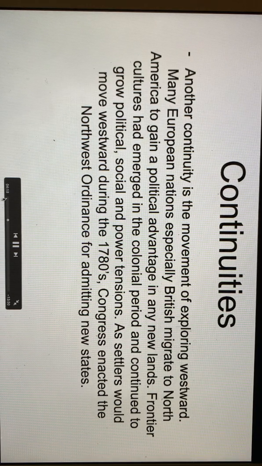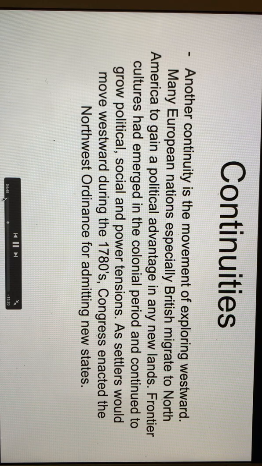Another continuity is the movement of exploring westward. Many European nations, especially British, migrate to North America to gain the political advantage in any new lands. Frontier cultures had emerged in the colonial period and continued to grow political, social, and power tensions. As settlers would move westward during the 1780s, Congress enacted the Northwest Ordinance for admitting new states. The Congress had the ordinances divided into 14 different states, and it prompted public education, the protection of private property, and a ban on slavery in the Northwest Territory.